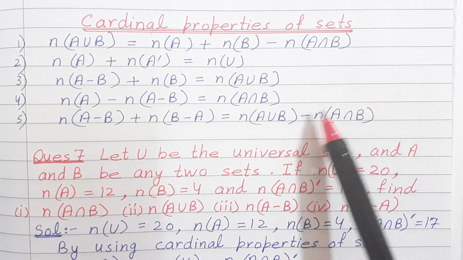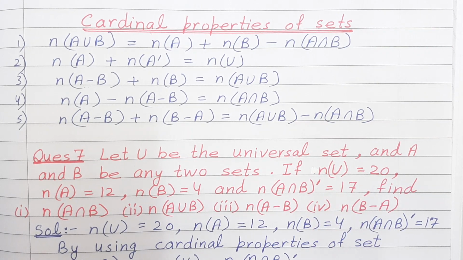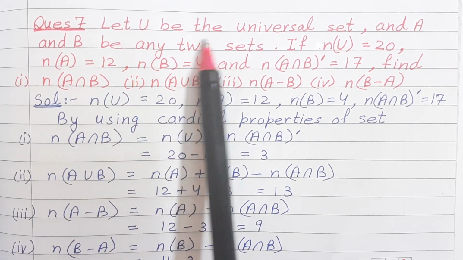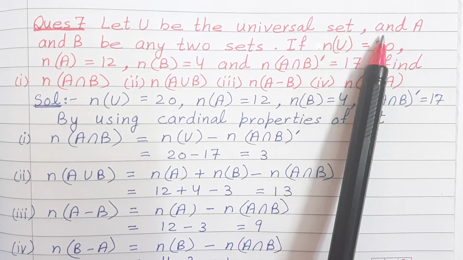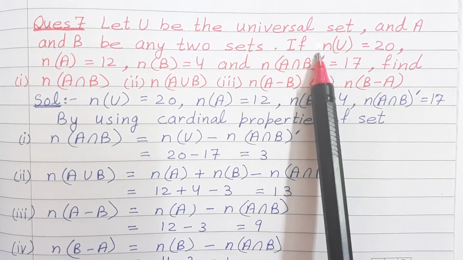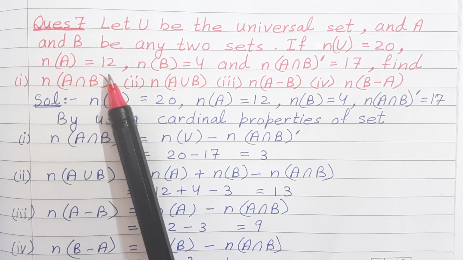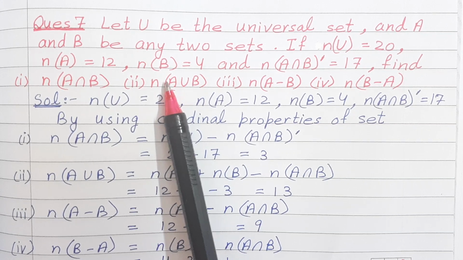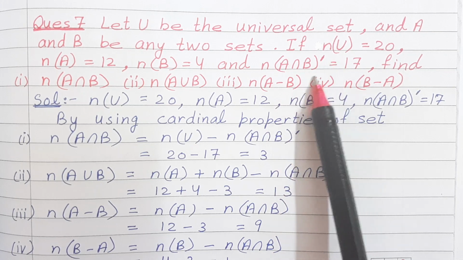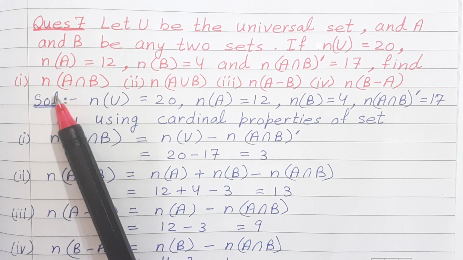Now children, let us see how to apply these properties in questions. Have a look at question number 7 of your textbook. Let U be the universal set and A and B be any two sets. If the number of elements in U is 20, the number of elements in A is 12, the number of elements in B is 4, and the number of elements in (A intersection B) complement is 17, then find the number of elements in A intersection B and so on.